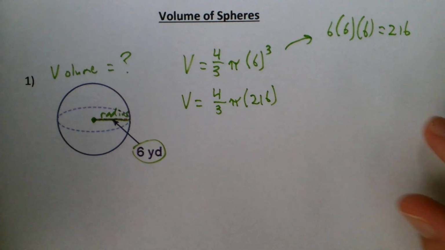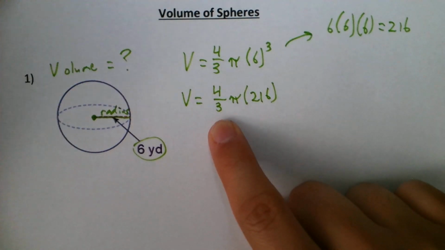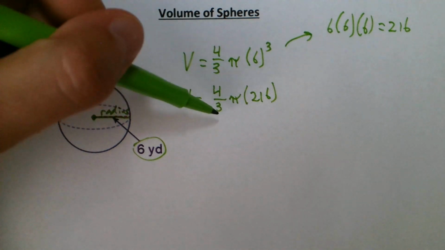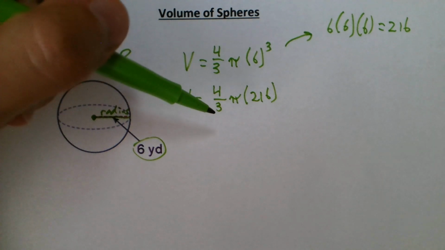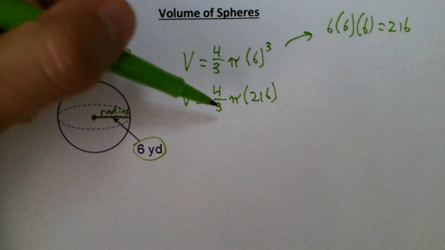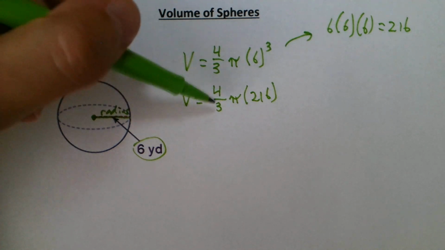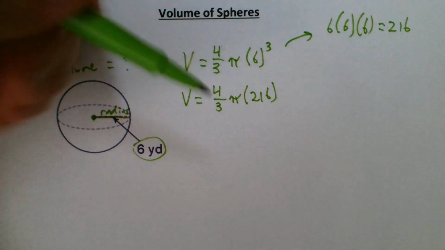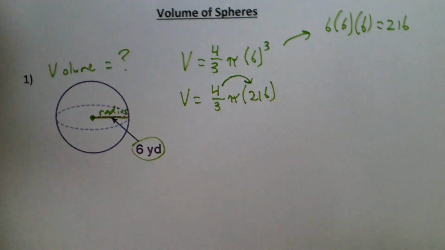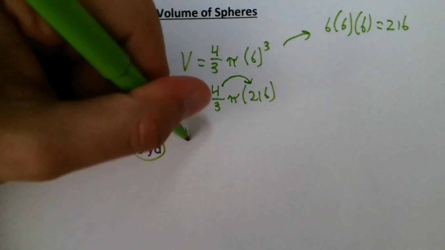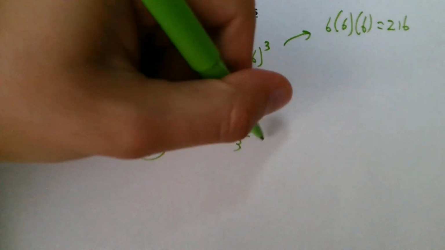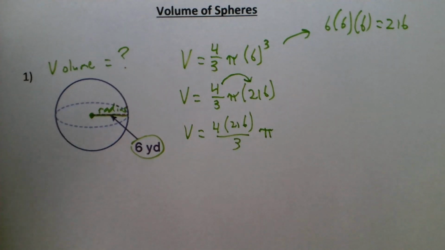Okay. Now, dealing with this 4/3, what I typically do is I will divide by 3 if I can, and then multiply by 4. So notice I'm not even worrying about the pi value yet. I'm just worried about taking this 4/3 and using it to multiply this 216. So I'm going to do that now. So I'm going to rearrange it. It's 4 times 216 over 3 times pi. And I always save pi for last. Hopefully you've noticed that by now.